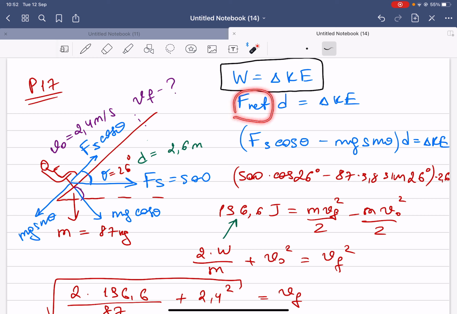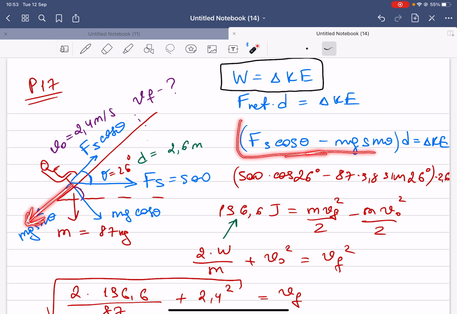F net will be the force component. If you have this force which is pushed by the students, it should be resolved into two components. One will be Fs cosine theta. Another one will be this force, which we don't need because the object is moving only in this direction, so we are interested only in these forces. So F net basically will be Fs cosine theta minus mg sine theta, which is the force done by gravity.